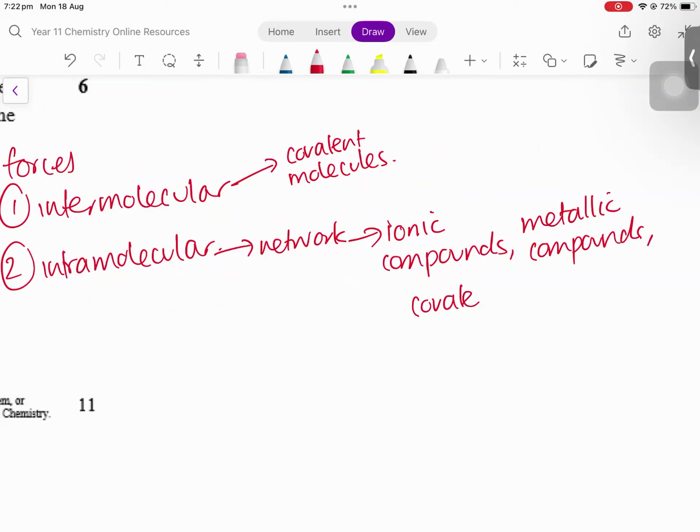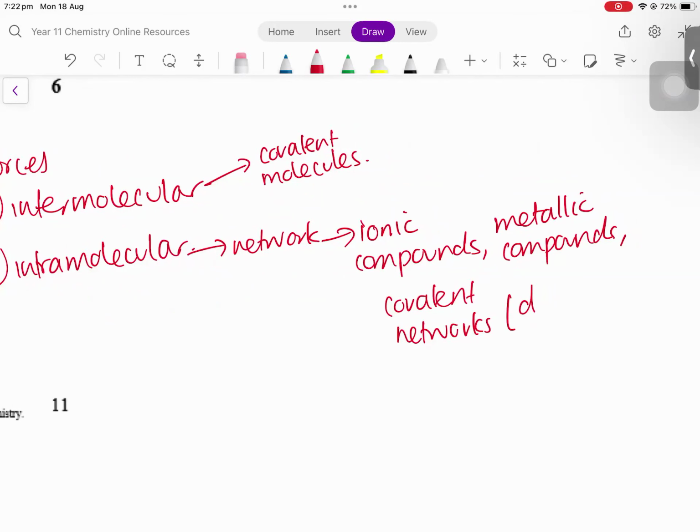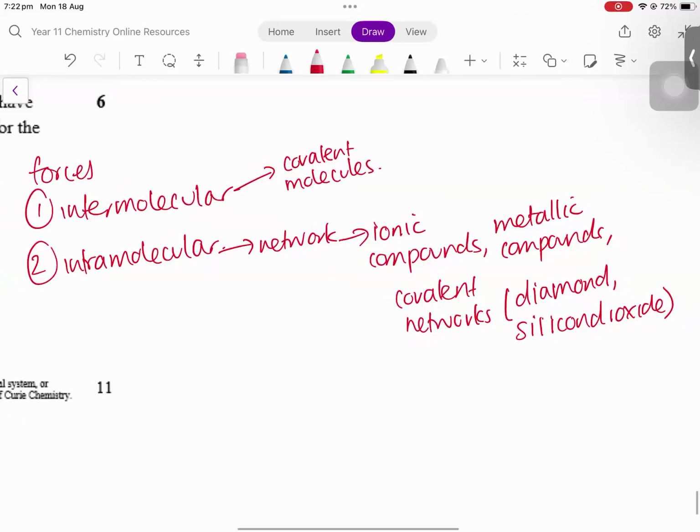And for covalent networks, there are only two examples in the syllabus for covalent networks. What are they? One starting with a D, shiny, jewelry, diamond. Not graphite. Graphite is an allotrope of carbon. And then one starting with an S, silicon dioxide, SiO2. Good. These are your only options for covalent networks. If you see something covalent and it's not one of these two, it's going to be a covalent molecule. So covalent molecules is everything else.